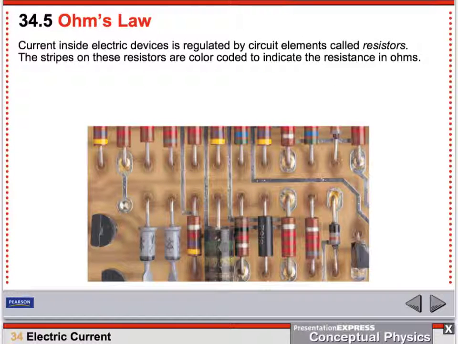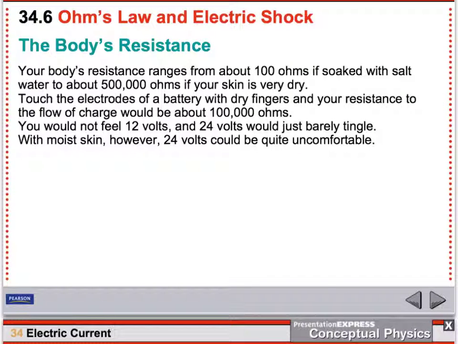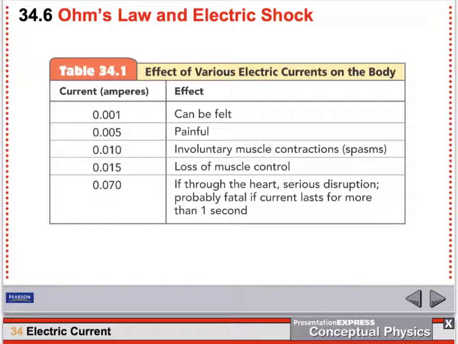This slide just shows a picture of what typical resistors look like on a circuit board. And this slide shows a typical, average, everyday conversation that people might have about electricity. These next couple slides just show some basic information. FYI about resistance, why when you're wet it's more dangerous to be on electrical equipment because your overall resistance drops. Some interesting reading. And again, take all the time you need here.